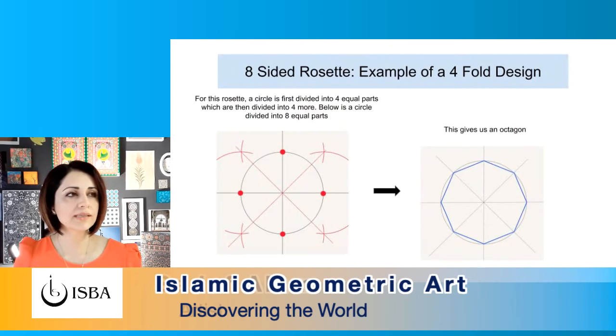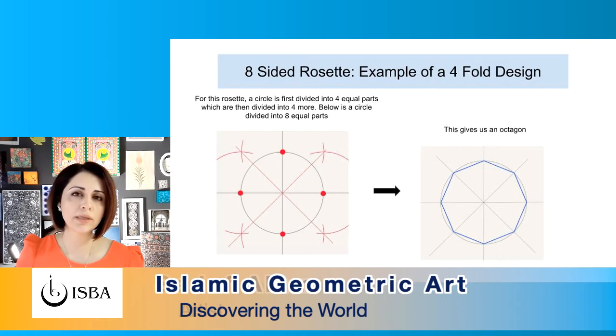Now, this is an example of a 4-fold design, which is most commonly represented by just an 8-sided rosette. This is the pattern basically that I taught at the Phoenix Art Museum, because it is one of the most common and basic patterns to learn as a person who's just starting to learn about Islamic geometric art, in my opinion. And it's also one of the easiest to create again.